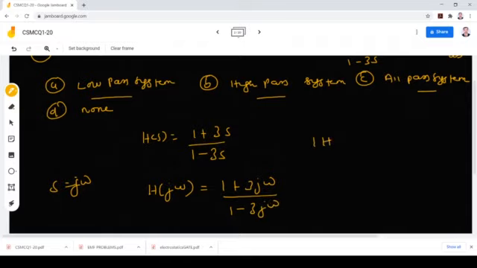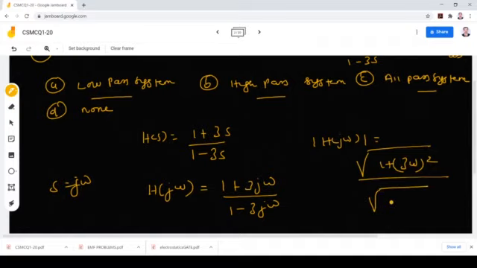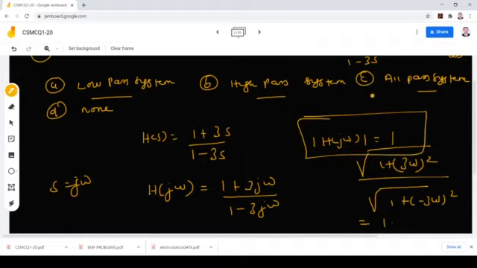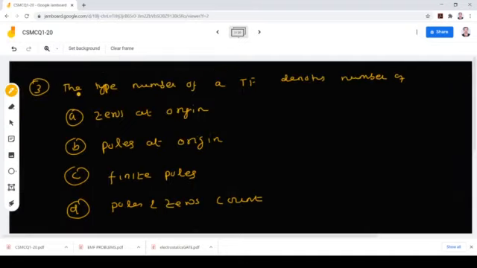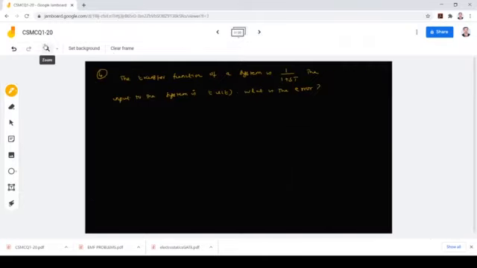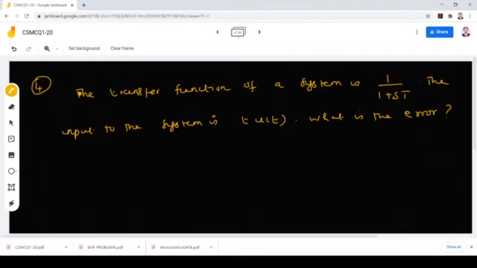I find the magnitude to find the response. The magnitude is given by root of (1 plus 3 omega whole squared) divided by root of (1 plus minus 3 omega whole squared), that is equal to 1. So since the magnitude is 1 for all frequencies, it is an all pass system. Okay. Next question is, the type number of a transfer function denotes the number of poles at origin. Direct question, no problem.